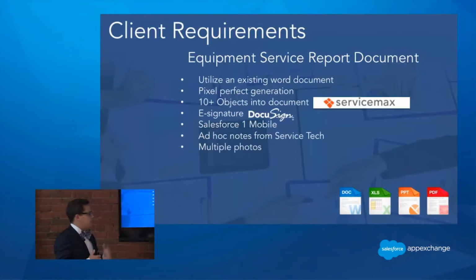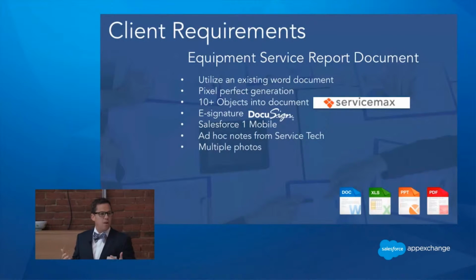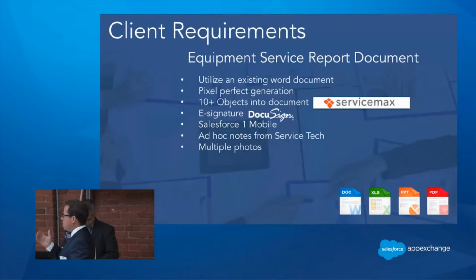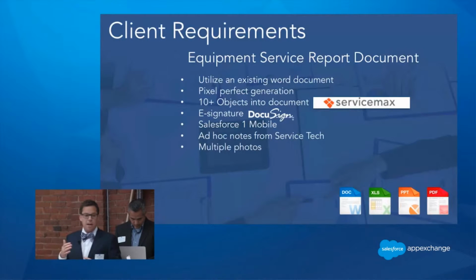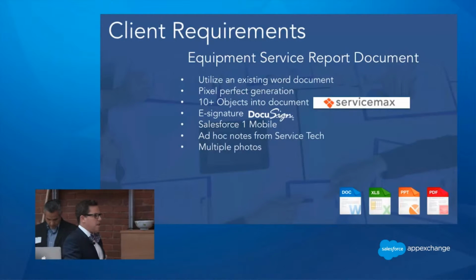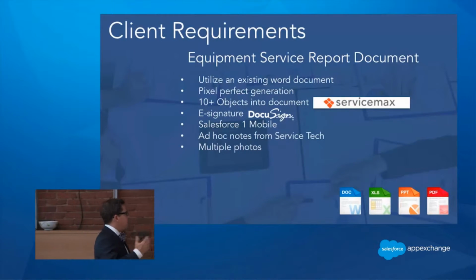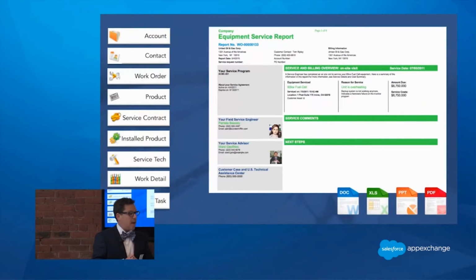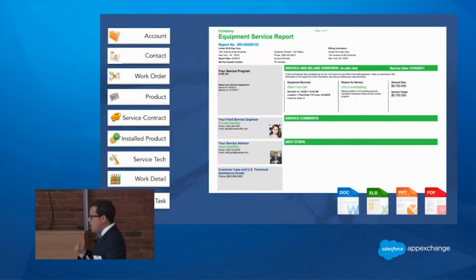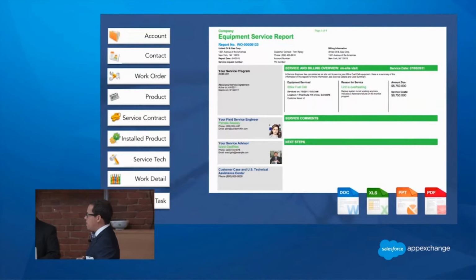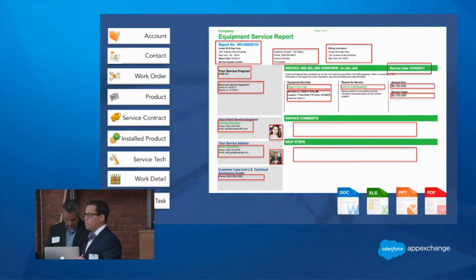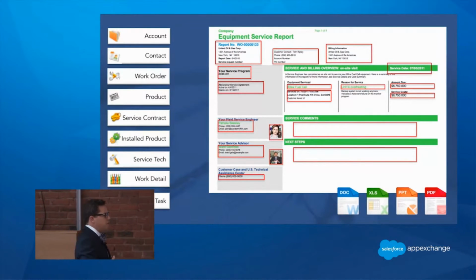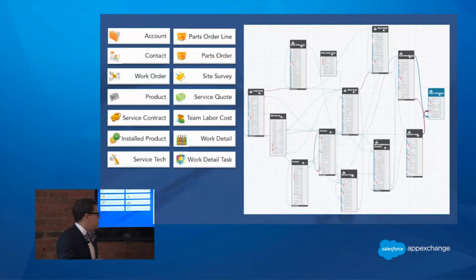And they came to us with an existing Word document that they wanted to deploy very quickly to all of their customers from their field service agents. They wanted to deliver that from the ServiceMax platform through the Salesforce One mobile app, delivered with DocuSign, including multiple photos and ad hoc notes from that field service rep. This is what the document looks like when they gave it to us, and all the red boxes represent areas in which we would inject dynamic data based on all the information obtained on site from the field service tech.